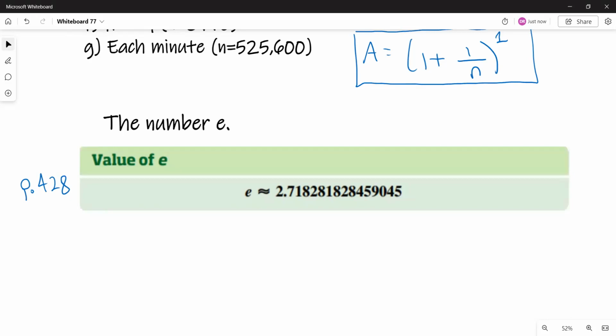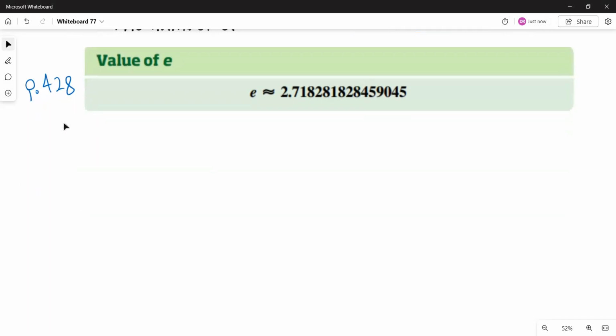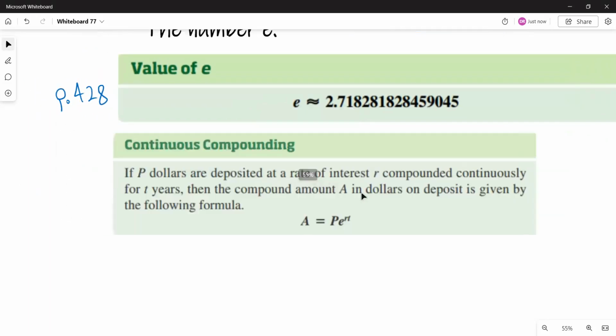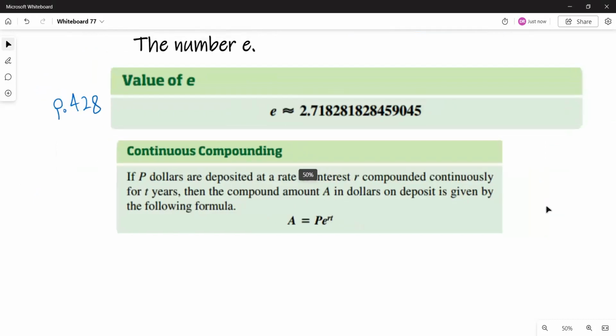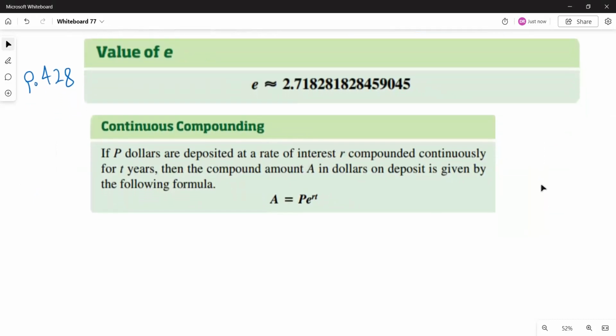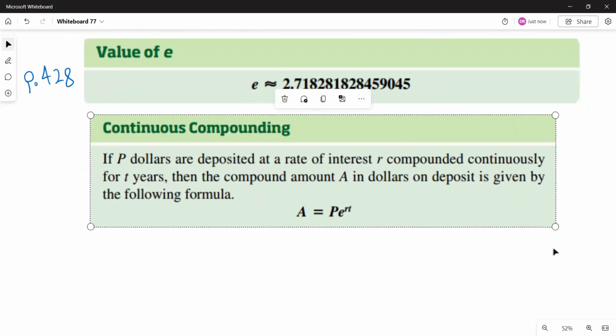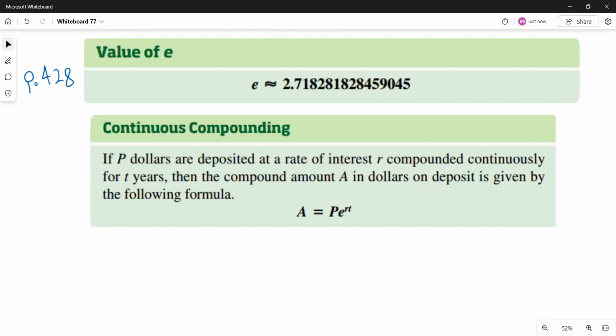So we increase the frequency. We were doing every hour, every minute, every second. So if it increases continuously, the frequency will approach infinity. And the formula for continuous compounding is going to involve the number E. If P dollars are deposited at a rate of interest R, compounded continuously for T years, then the amount in dollars on deposit is given by the formula A equals P e raised to the RT. So the last example is going to be example 9.